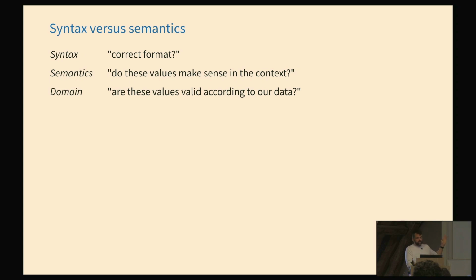So these three things, syntax, semantics, and domain, people will call them different things. The main point of this is just to explain that we have to look at all of these three. But you'll find different names for them in different literature. But an example here for syntax, for a birth date, we could check that.